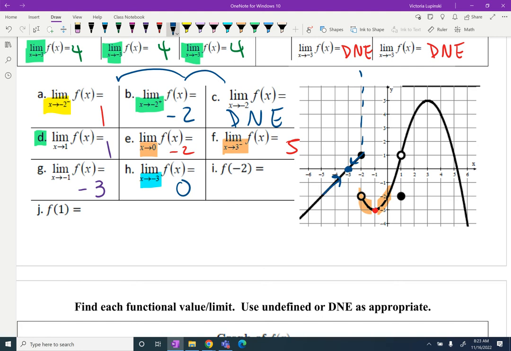And then for the last two, these last two are f ofs. Those are not limits. That just means when x equals this, what does y equal? So look at the graph. When x equals -2, is there a corresponding y value? What is it? 1. It's the closed circle. How about f of 1? When x equals 1, what's the y value?